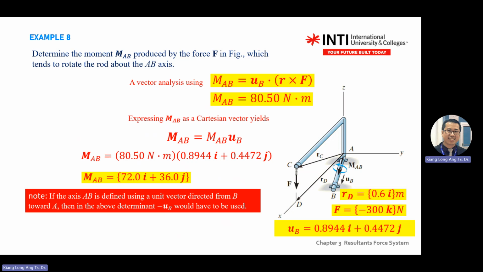The rest you read. If AB is defined using the unit vector, it is from A to B. If you look from B to A, then it is different already. Your UB flips direction and you'll get negative here. If you flip, because you are looking at a vector, the direction is important. So if you look from B to A, then your answer will be negative. Same magnitude, but different notation. It becomes a negative value. So it's important you mention where you're from.